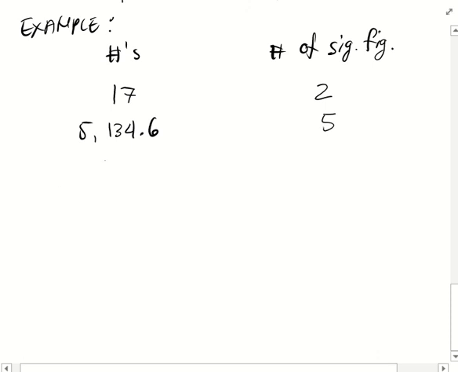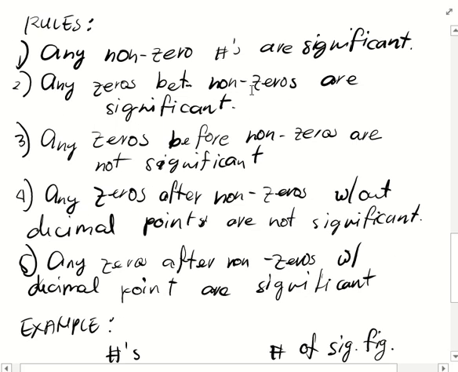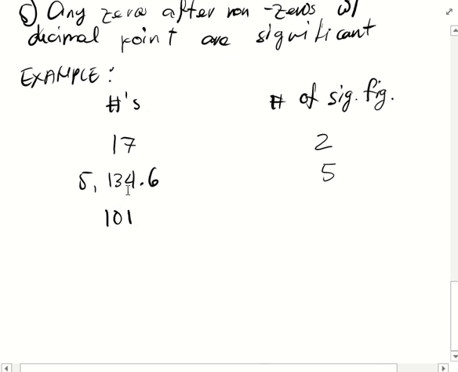Next, how about 101? There is a 0 in between 1 and 1. So what rule are we using here? Rule number 2 says any zeros between non-zeros are significant. So the 0 here in between 1 and 1 is considered to be significant. So how many significant figures do we have? We have 1, 2, and 3. Okay, that's rule number 2.